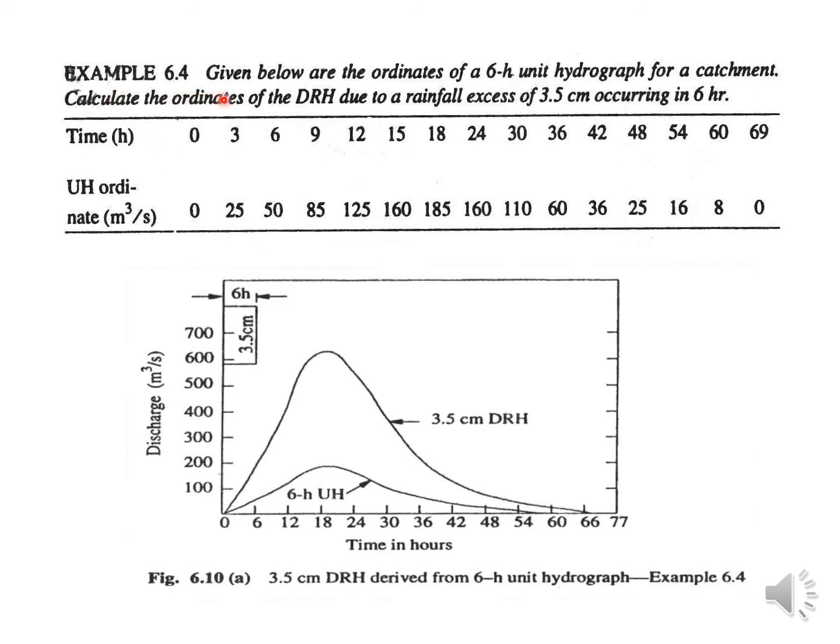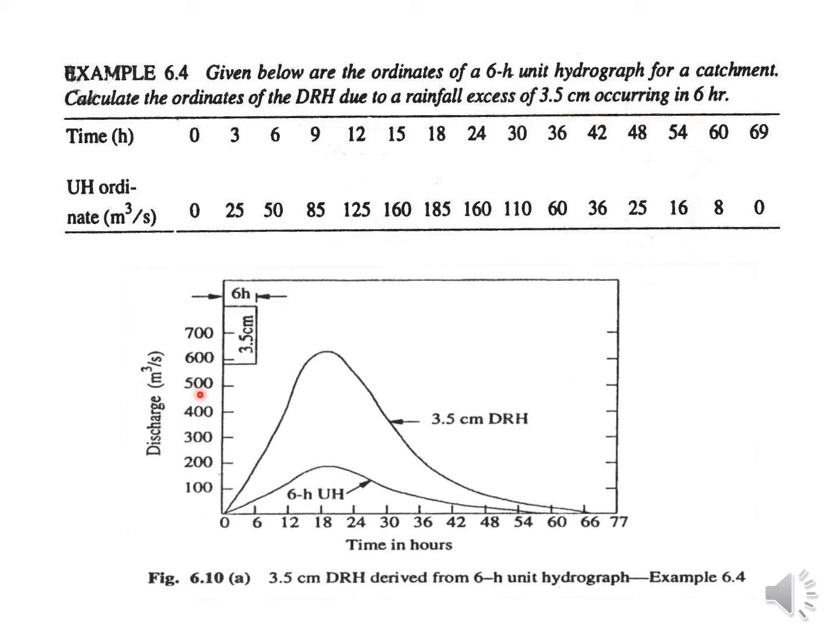There is an example. Let's read the question first. Given below are the coordinates of a 6-hour unit hydrograph for a catchment. Calculate the coordinates of the DRH due to a rainfall excess of 3.5 cm occurring in 6 hours. So these are the coordinates of a 6-hour unit hydrograph, and using this data we have to calculate the DRH, that means a direct runoff hydrograph, due to a rainfall excess of 3.5 cm occurring in 6 hours.